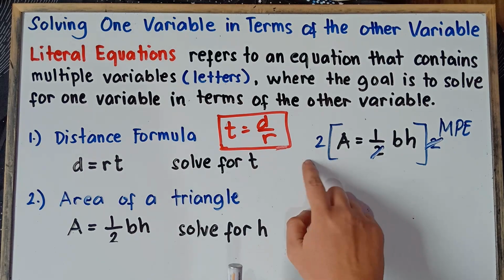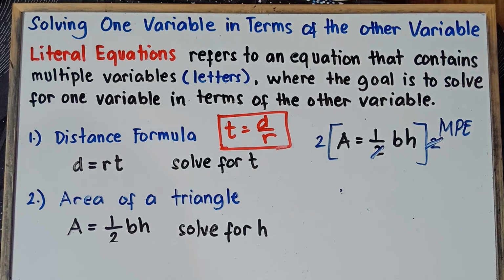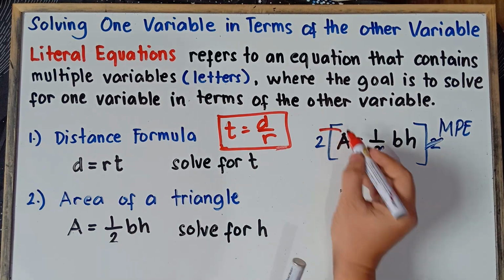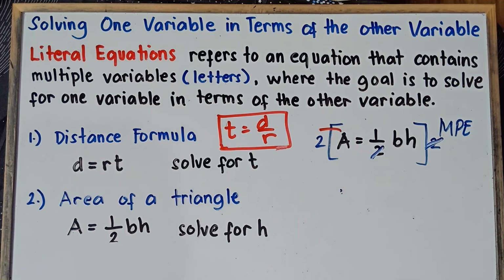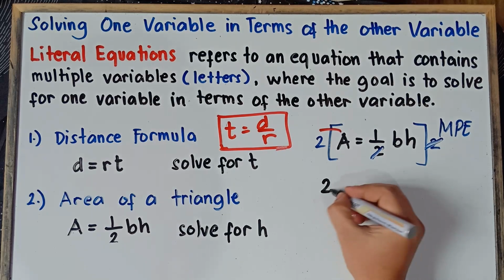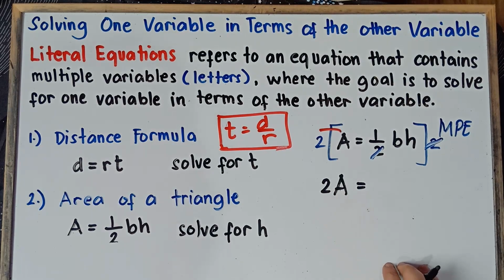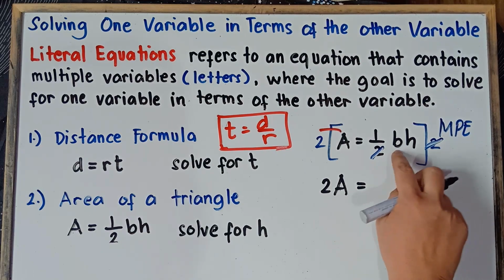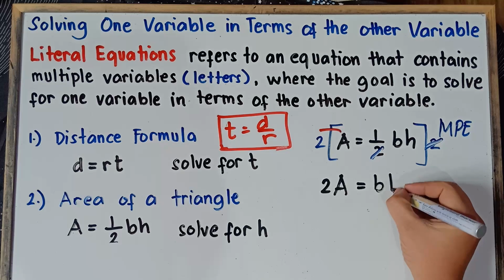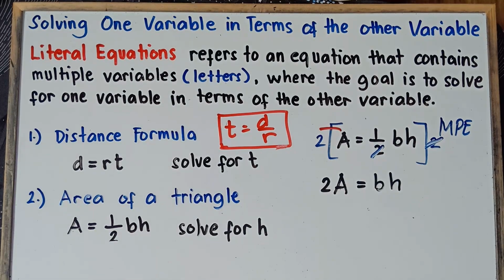And then simply multiply this one. Distributive property, so you distribute this one, class. 2 times A would be 2A. So this will be 2A equals, so we cancel 2. Therefore, simply copy this one, B and H, base and height. And then to get the value of H, we can apply the division property of equality.